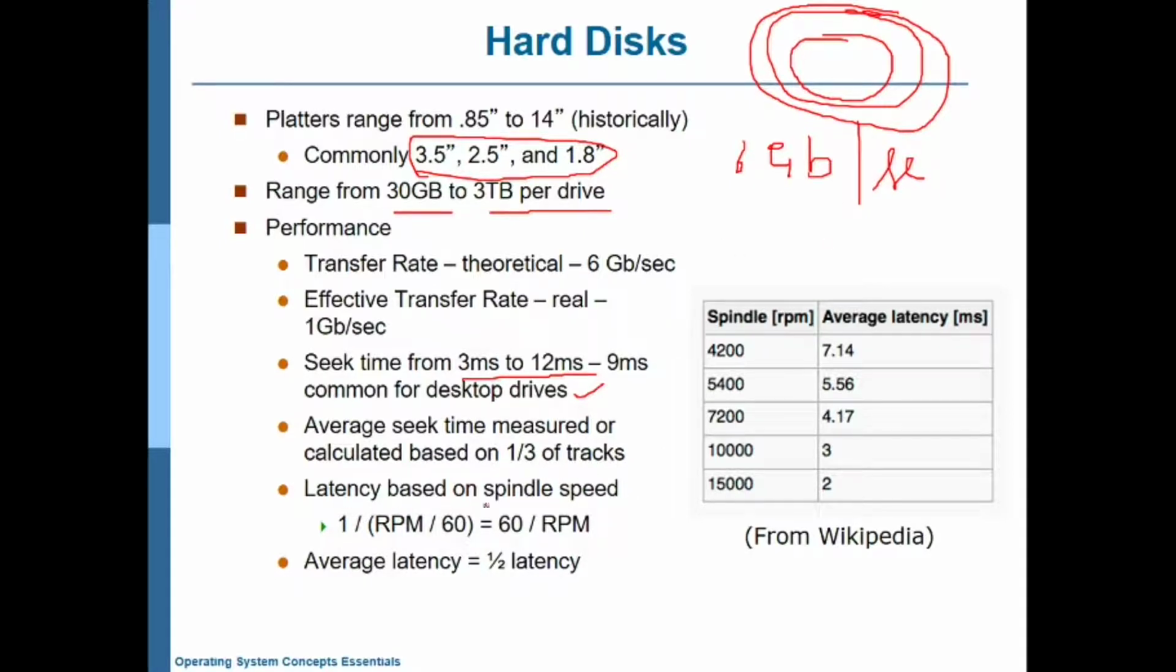Latency is based on spindle speed: one revolution per rpm, for example 60 rpm. Average latency will be half of the latency. The spindle rpm varies depending on the device, and the average latency in milliseconds is usually taken from Wikipedia. What is stored in Wikipedia cannot be guaranteed to be correct data, but at minimum 50 to 60% will be correct.